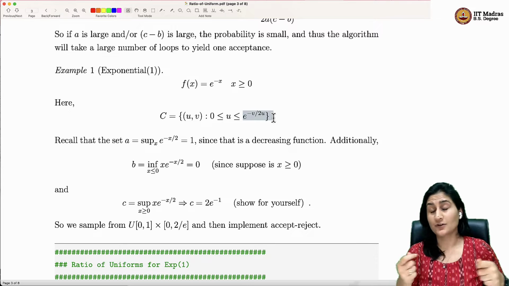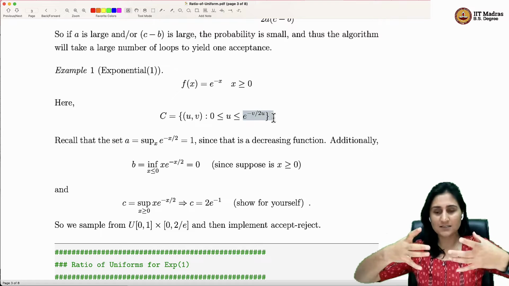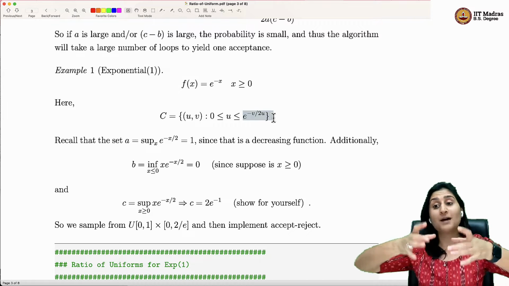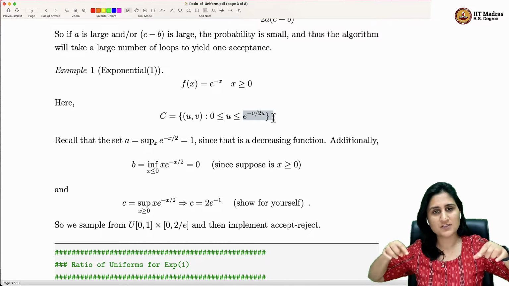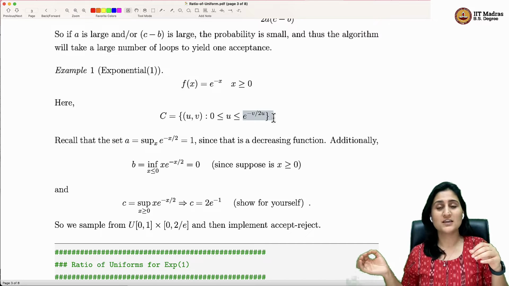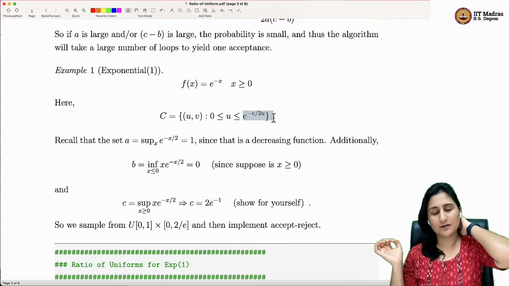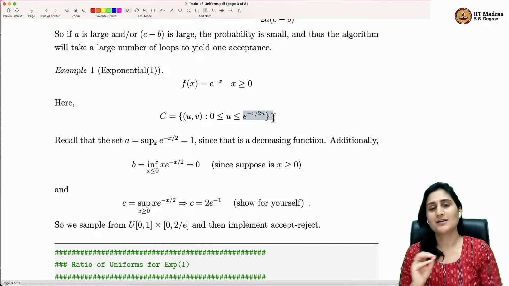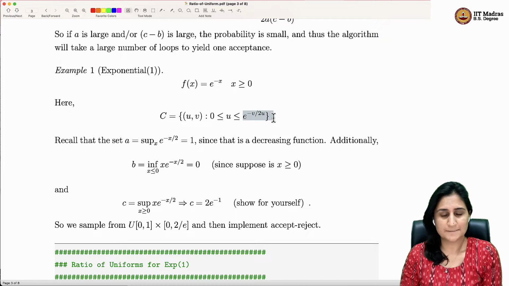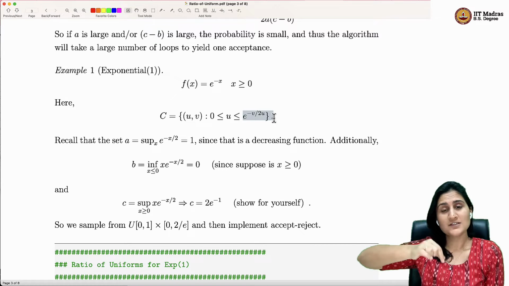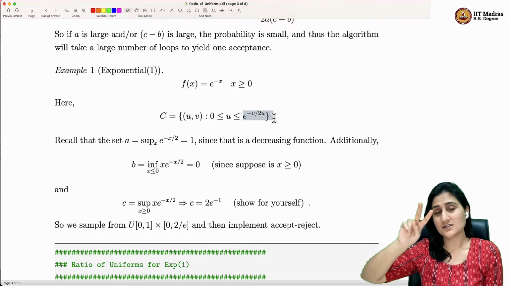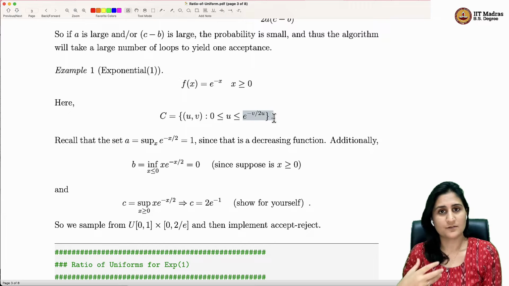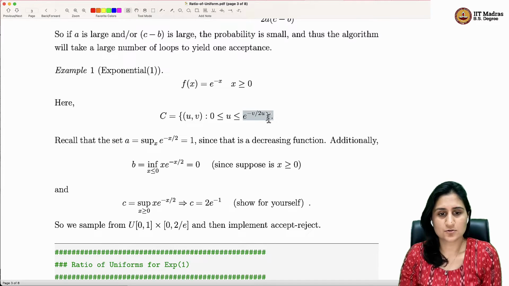And the way ratio of uniforms works is that this region C can be a bit complicated. And so we bound the region C by a particular box, and then we draw from the box to see whether we have indeed drawn a point in the region C or outside the region C. And then we implement accept-reject based on this region C. If we get a draw from this region C, then we take V, the second component, by U, the first component, and V by U becomes a draw from f, right? That's the paradigm of ratio of uniforms.